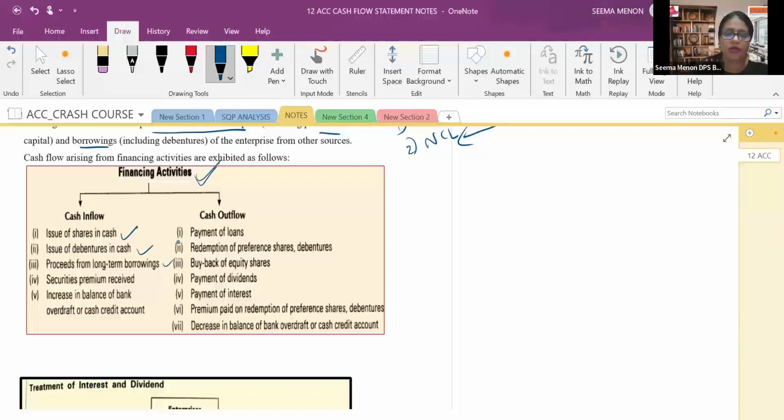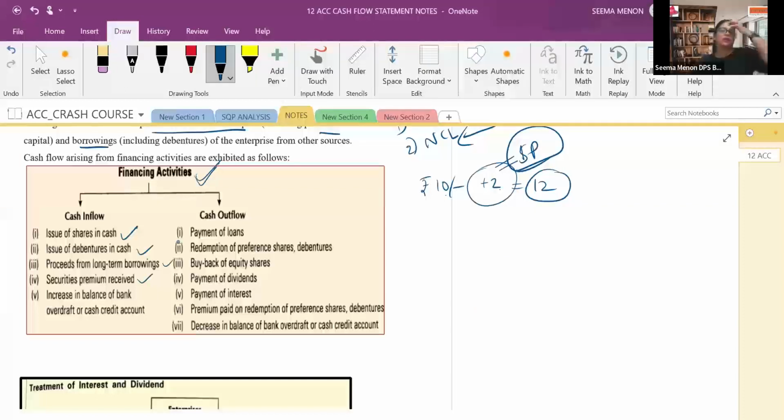Proceeds from long-term borrowing, long-term loan from the bank, security premium received. Sometimes the share price may be 10 rupees. But due to our good performance or high reputation, good market condition, growth of the company, etc., we can issue our shares at a price higher than face value. That is plus 2, so the total price may be 12 rupees. This excess money beyond face value is called premium. This is called shares are issued at a premium. So this 2 rupees goes to security premium.